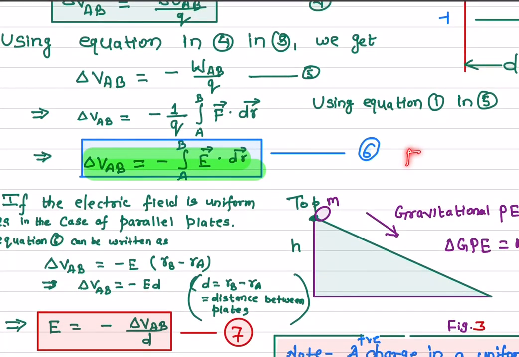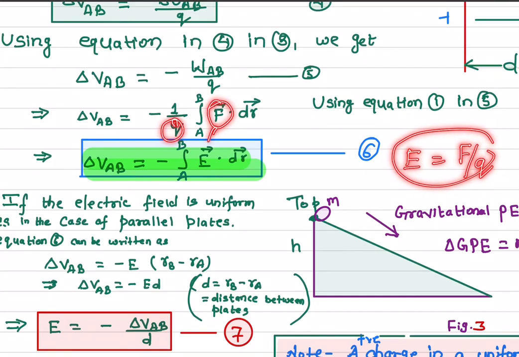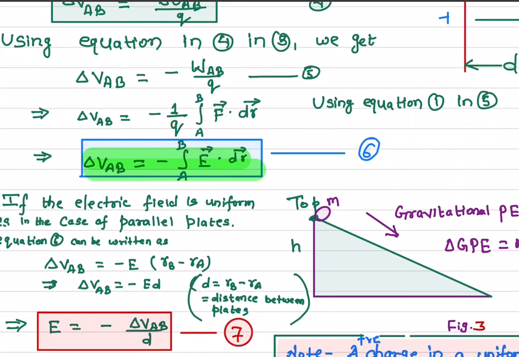And also the force is equal to q times E. So the electric field would be simply equal to force divided by Q. So here you have force divided by Q, that we can call an electric field. So we got this equation. This is a very important relation.